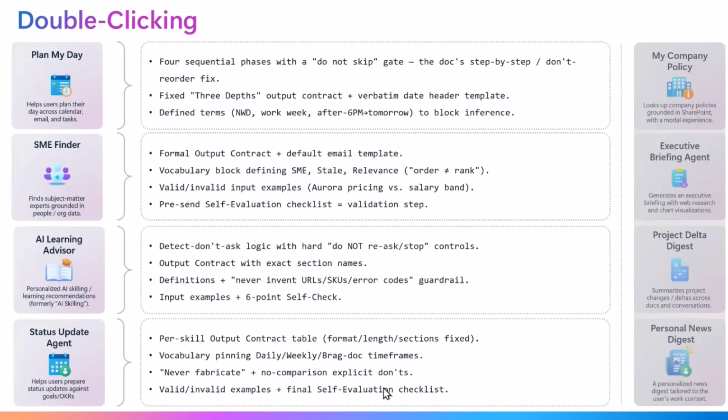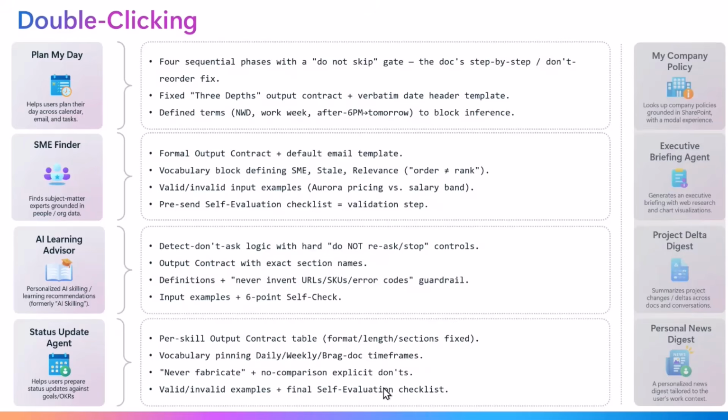The SME finder agent, for example, we define vocabulary again in this agent. We also tell it what relevance means. We tell the SME finder to make it clear to people that the ordering of SMEs doesn't mean I'm ranking those SMEs, because we don't want that to happen. We also give it a self-evaluation checklist at the end.